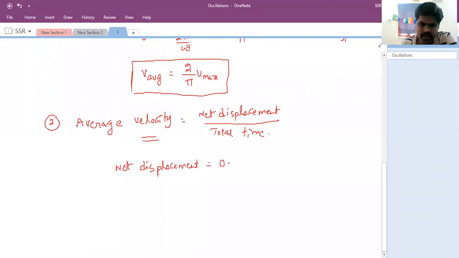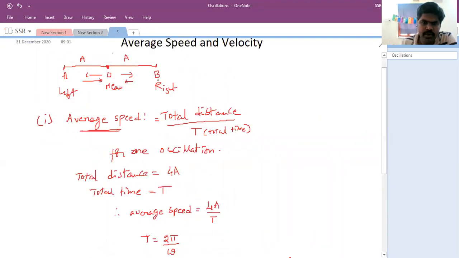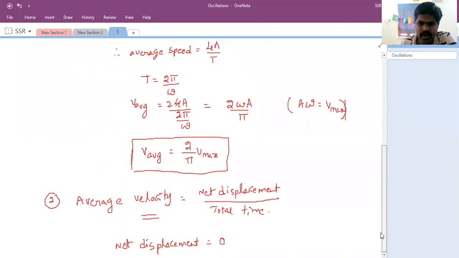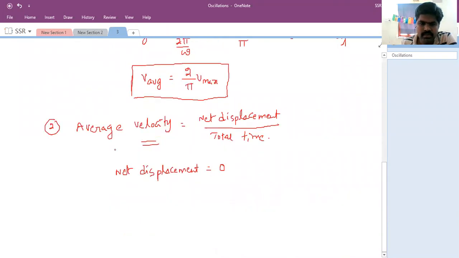Net displacement is equal to 0, because you can observe the particle comes to the same position. The particle starts from O, goes to B, again comes to O, goes to A, comes to O. So the particle comes to the same initial position. So the net displacement is 0. I hope all of you understood. Then the problem is over. Then average velocity will be 0. Average velocity also 0. The net displacement is 0, so no doubt average velocity is also 0.